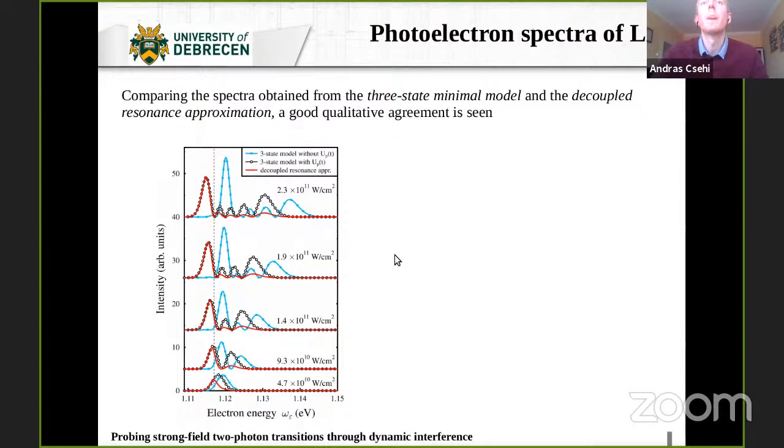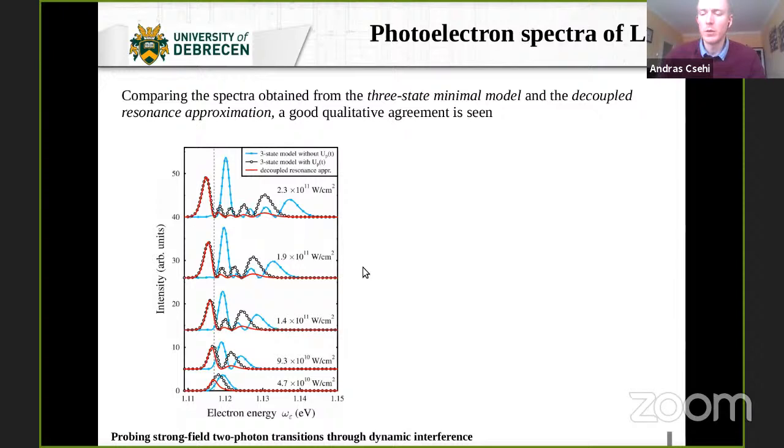What I'm showing here also with the blue curve is the three-state model results when the ponderomotive shift is excluded artificially, and we see that there is a shifting of the spectrum, due to the channel closing effect. And there is not only a shift, but if we look closely, then the interference pattern is actually modified. So this ponderomotive shift is indeed important to include, but maybe most important in the direct one-photon ionization situations rather than here. So we see all the important features here.